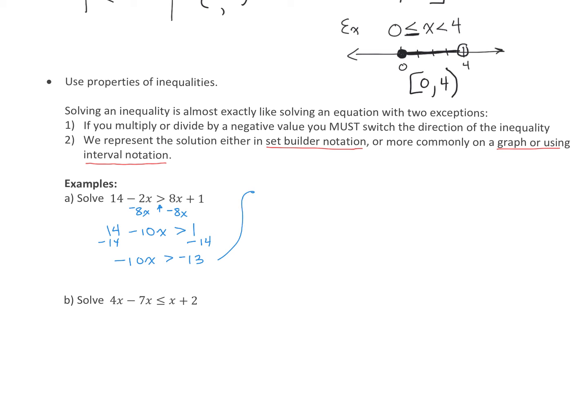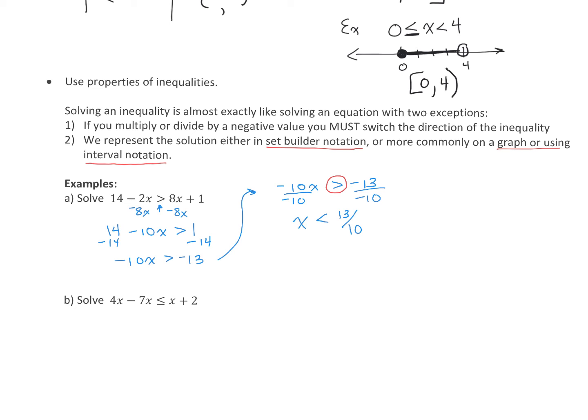So right here, when we divide, we're going to divide by negative 10. And I like to indicate to myself that I need to switch that inequality. So I usually put a circle around it when I'm dividing. And that helps me remember that I get x is less than 13/10.